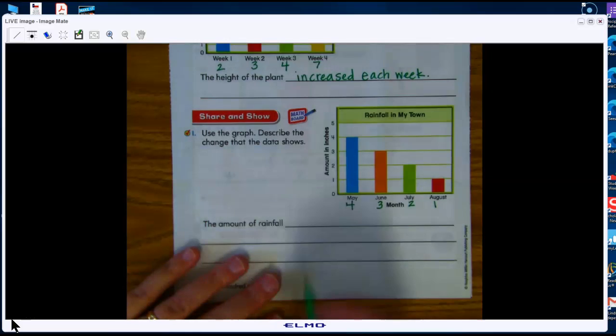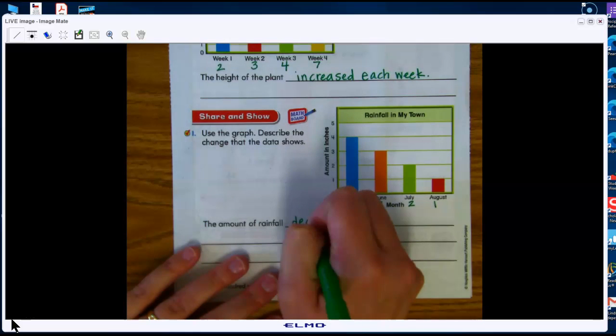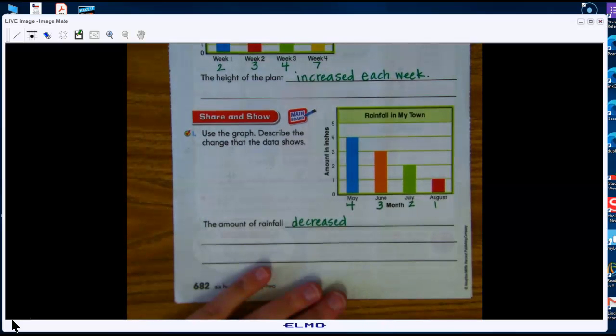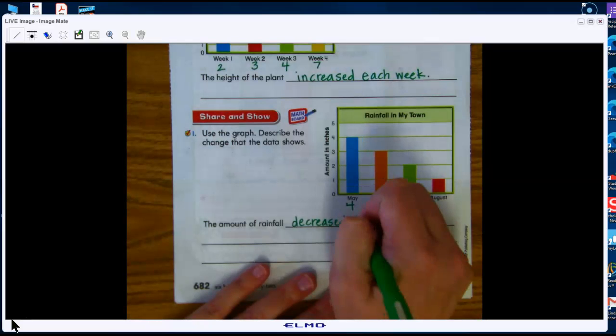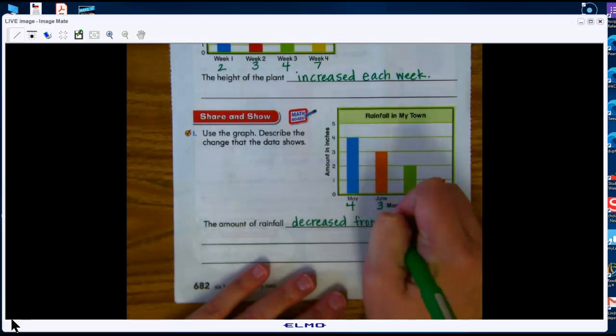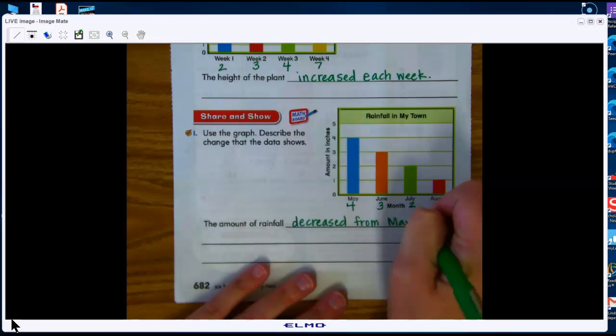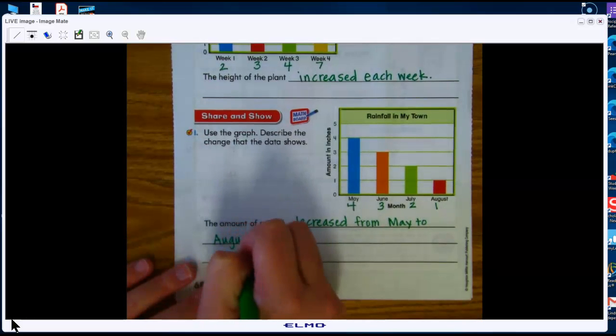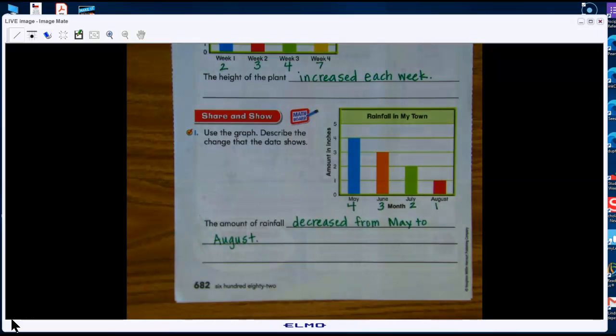So the amount of rainfall decreased. I'm going to do it a little bit differently. Now I'm not going to say each month. I'm going to say decreased from May to August. We started in May and we went to August. That's another way you could write it. I could write decrease each month or decrease from May to August. So we're just writing it a little differently this time.